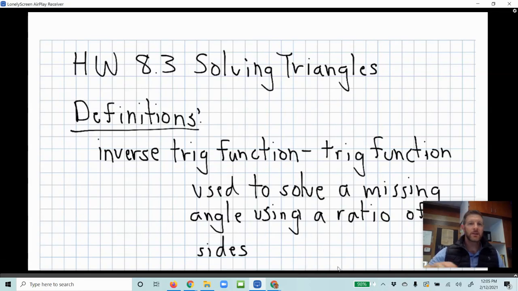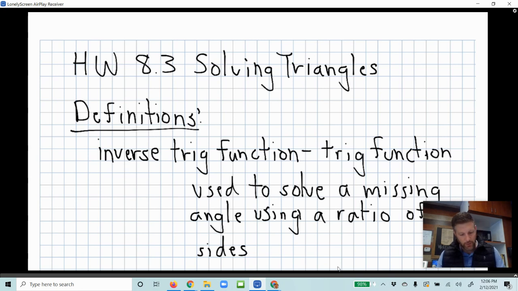We are on lesson 3 of chapter 8, 8.3, solving triangles. We're going to continue to apply our SOHCAHTOA, our sine, cosine, and tangent trig ratios, and we're going to be solving triangles. This is kind of the heart and soul, the meat and potatoes of trigonometry. So very important, very foundational, and something you want to get very comfortable with.